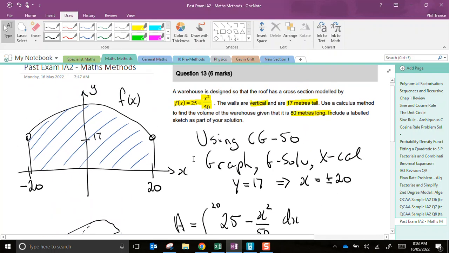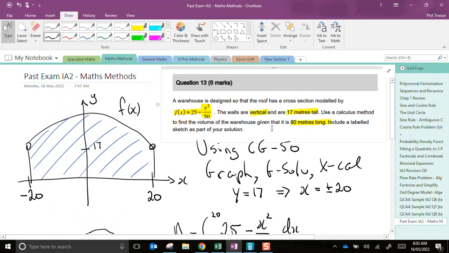Let's go back and double check we have answered the question. So did we include a labeled diagram? Yes. Did we find the volume of the warehouse? Yes, we did. So we're good.